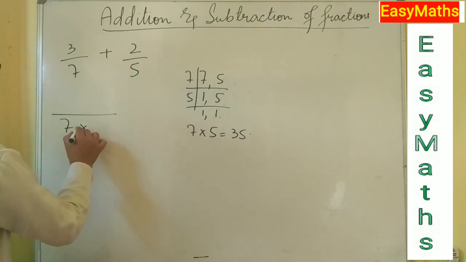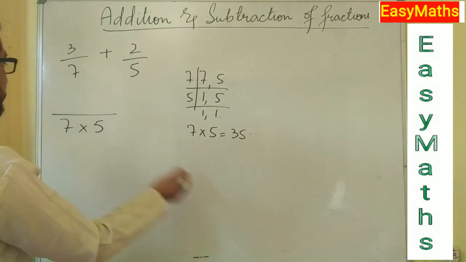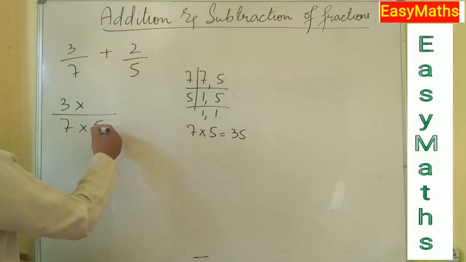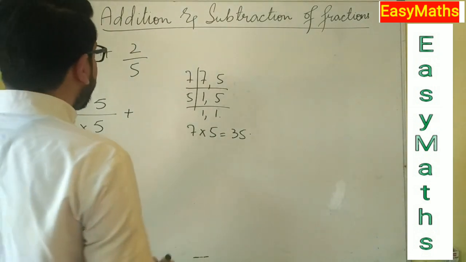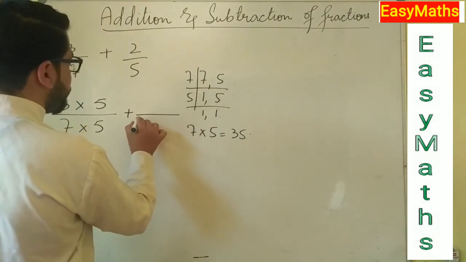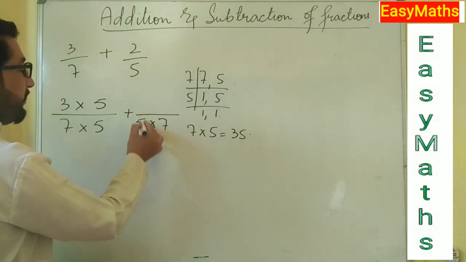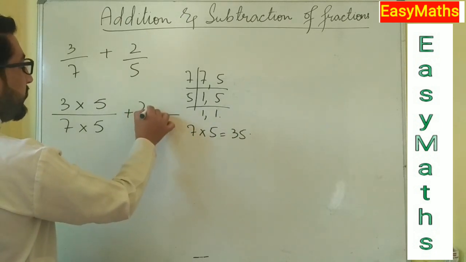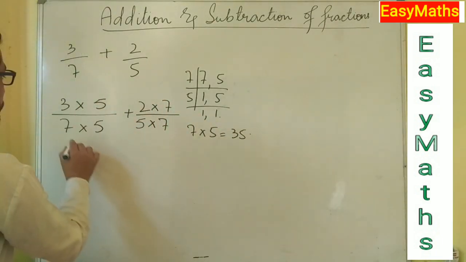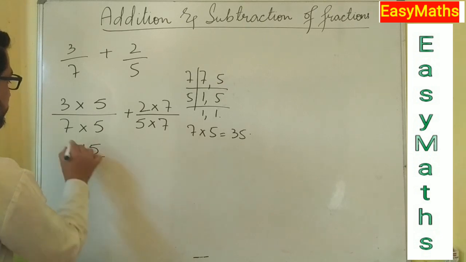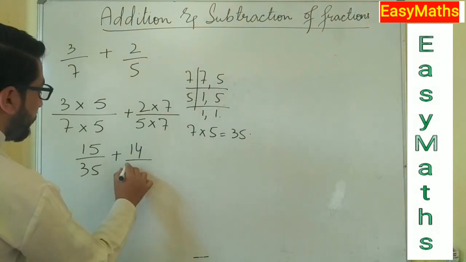What we multiply to 7, it becomes 35? When we multiply 7 by 5, it is 35. So same is the case with the numerator. We multiply the same number to the numerator as well. Then, what we multiply to this 5 to get 35, that is 7. So we will multiply 7 here. 7 fives are 35. So same is the case with the numerator. So we have to multiply this 7 to the numerator. So 3 fives are 15 by 7 fives are 35, plus 2 sevens are 14 by 5 sevens are 35.